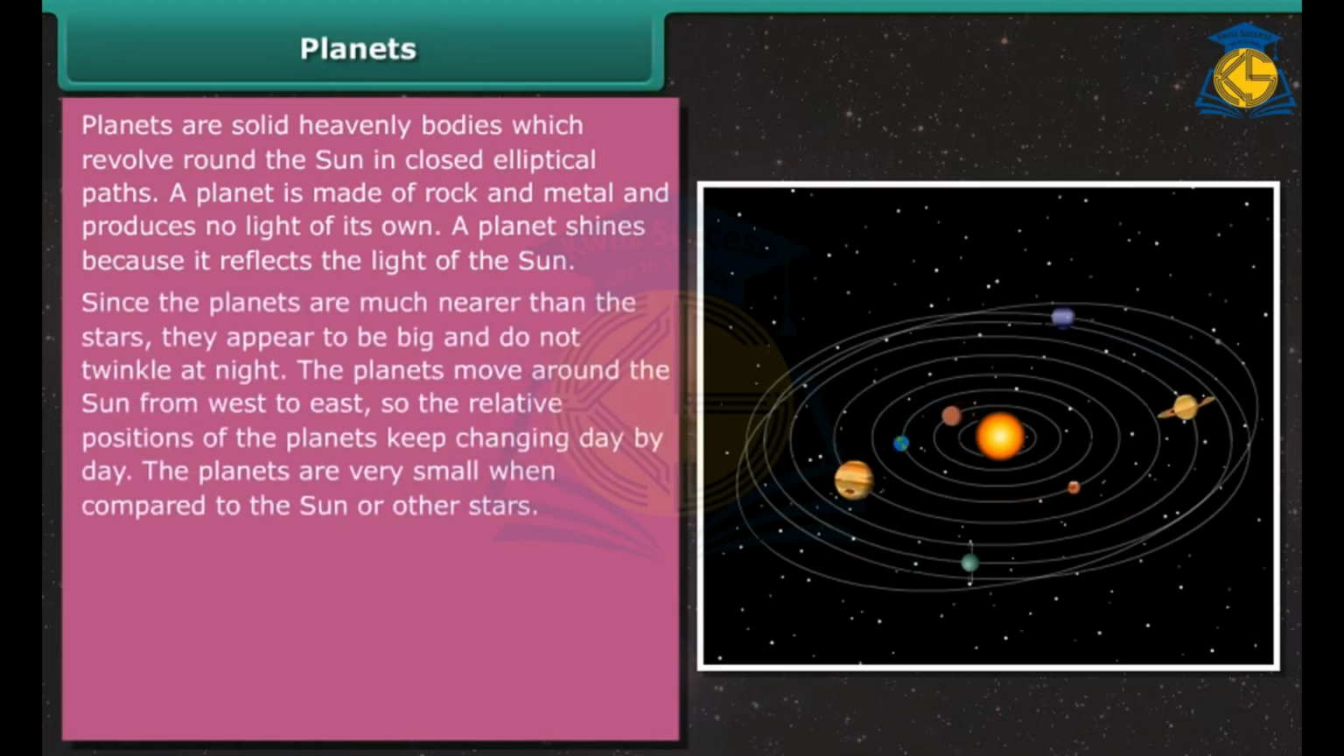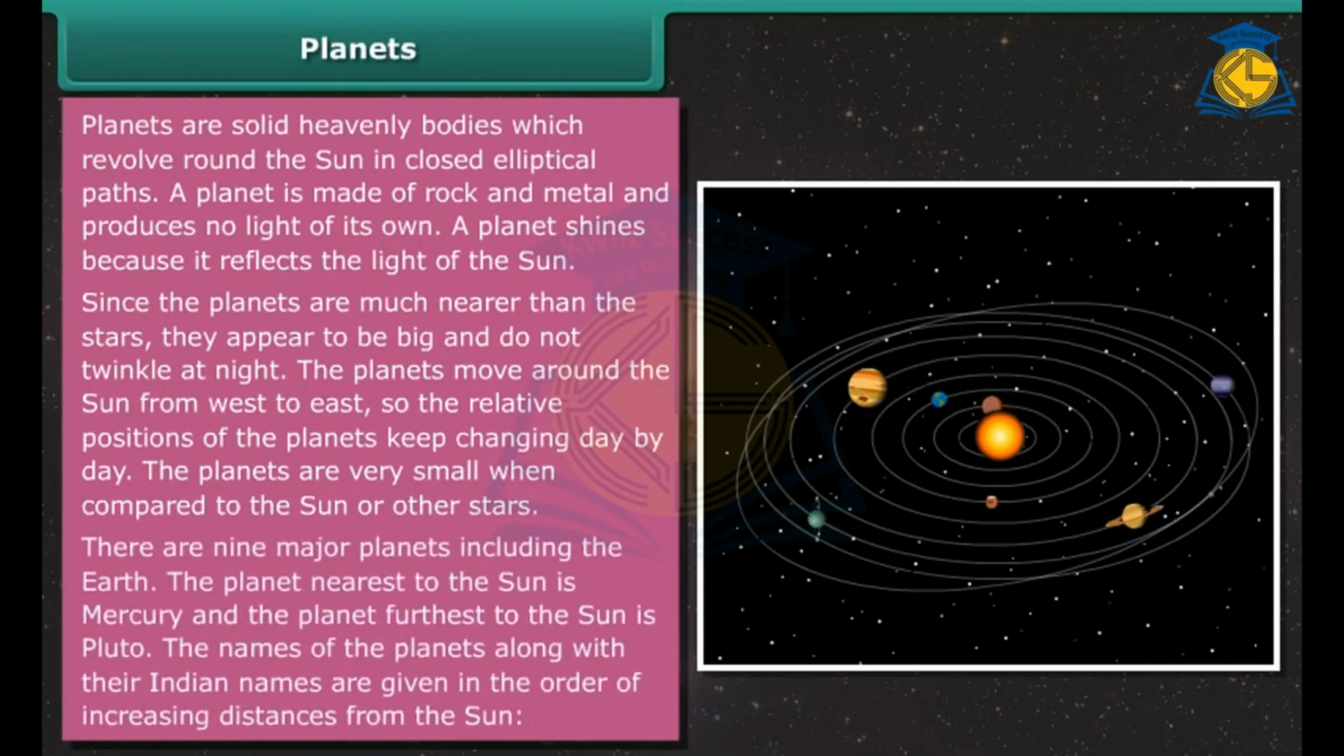Since the planets are much nearer than the stars, they appear to be big and do not twinkle at night. The planets move around the Sun from west to east, so the relative positions of the planets keep changing day by day. The planets are very small when compared to the Sun or other stars. There are 9 major planets, including the Earth. The planet nearest to the Sun is Mercury, and the planet farthest from the Sun is Pluto.